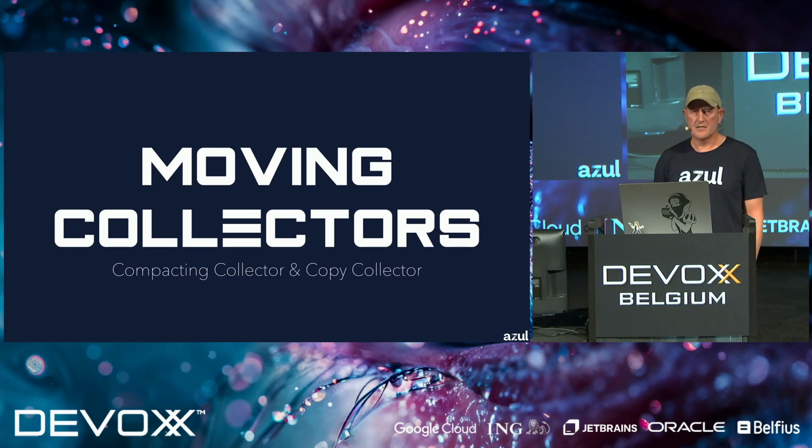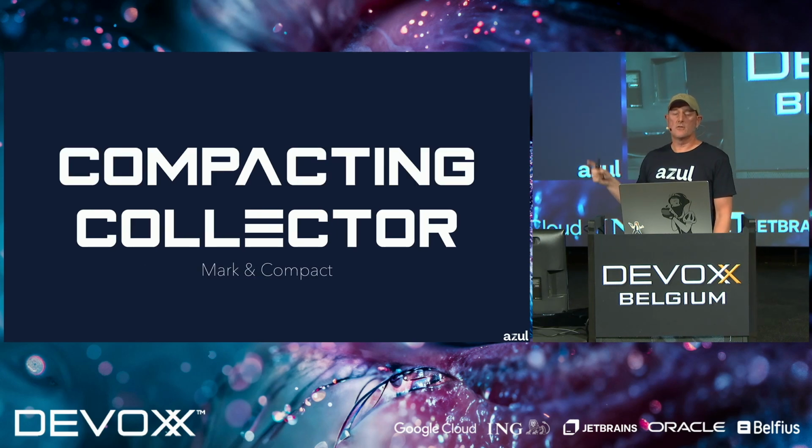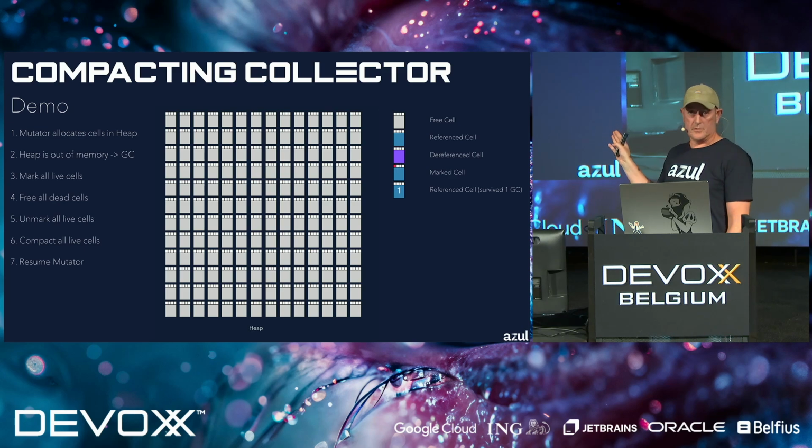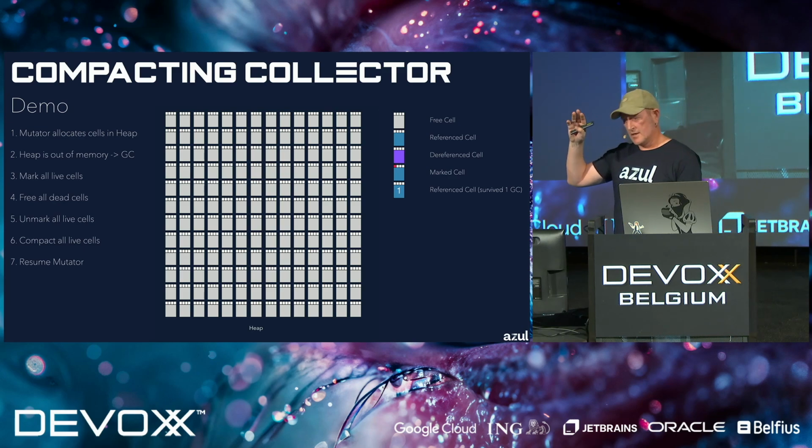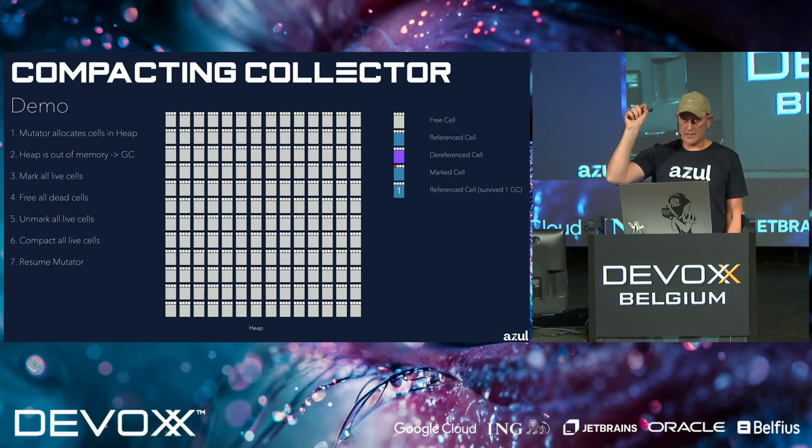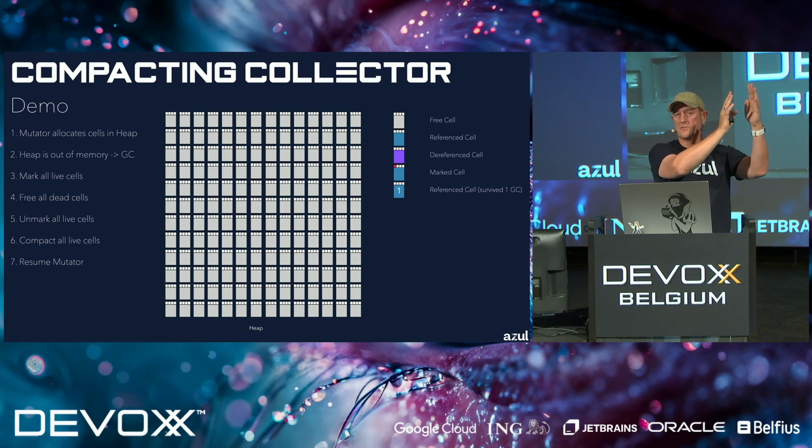So okay, let's take a look at moving collectors. We have two of them. We start with the so-called compacting collector, and this is just one example. It's mark and compact. It's the same thing that we saw before, but we stop the world, mark all live objects, remove the rest, the dead ones, unmark and continue. In this case, we don't just continue. We compact everything to the left side of the heap, so we free up space to make it easier to allocate afterwards.